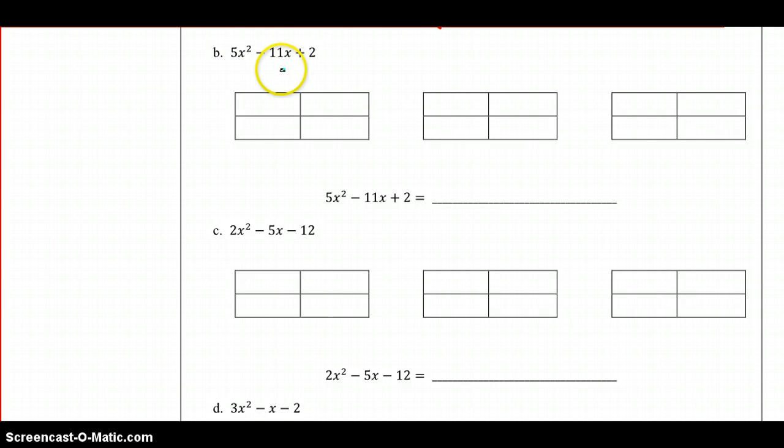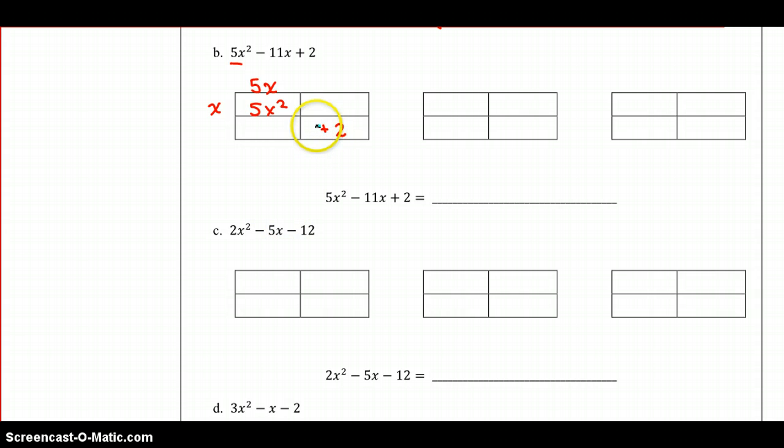So now 5x squared minus 11x plus 2. Again, if we take a look at the first term, the only way we can multiply to 5 is 5 times 1. So we're going to take 5x times x. That'll give us our 5x squared. Our last term here, our constant, we're going to get plus 2.